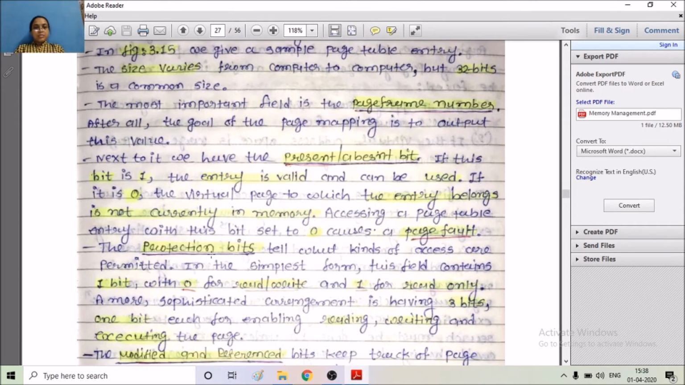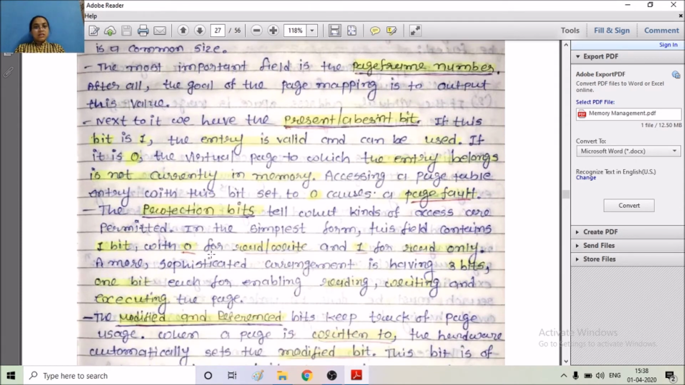Okay, so next is the protection bit. The protection bit indicates which kind of permission or access is given for a particular page. For example, suppose this field contains 1 bit, so the bit may be either 0 or 1. If it is 0, it means you can read and write that page. But if the bit is 1, it means read-only permission.